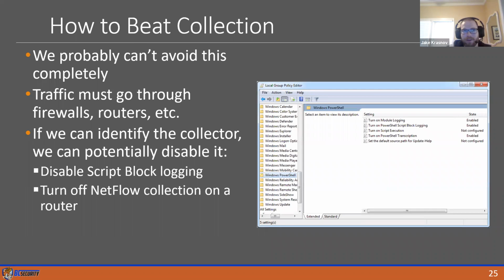As I mentioned, we can try to beat collection, but traffic has to go through certain pieces of infrastructure where data is being collected. If we can identify a collector, we can potentially disable it. Like we disable script block logging, that's pretty easy. We can turn off NetFlow collection on a router if they're doing that. If you get into more of the infrastructure, attacking the infrastructure rather than just attacking the Windows boxes and those kinds of things.